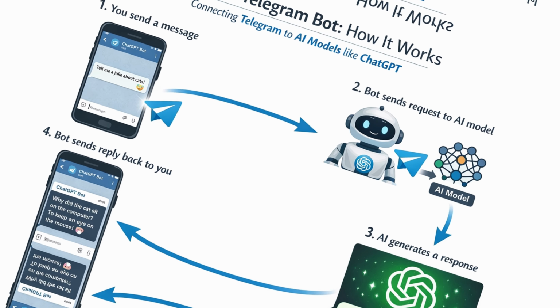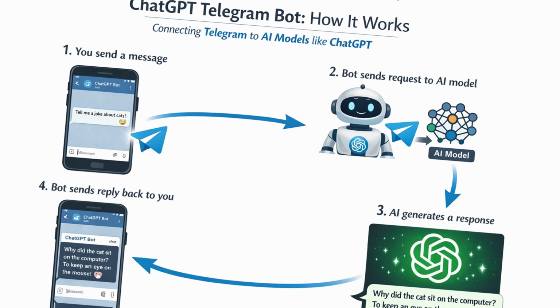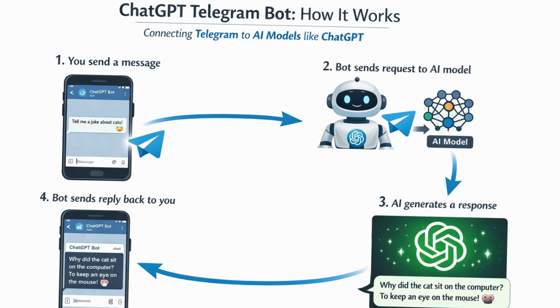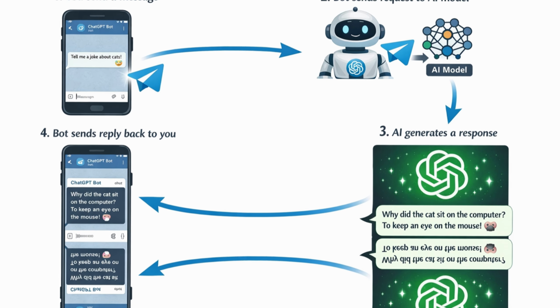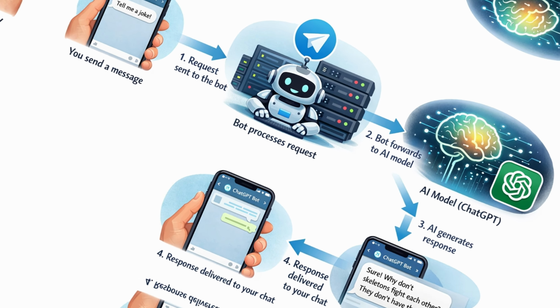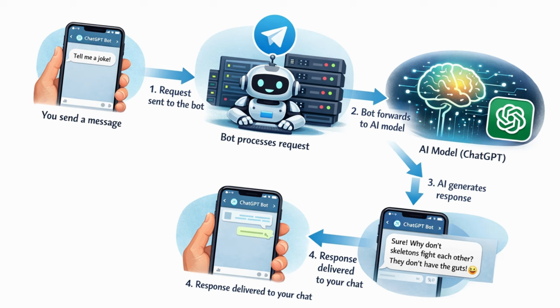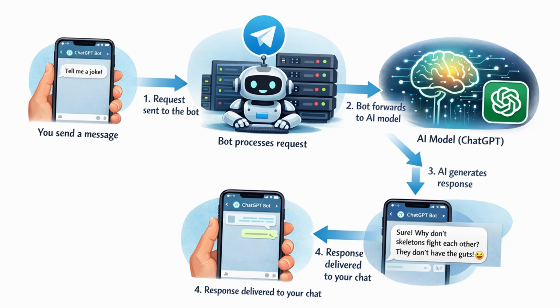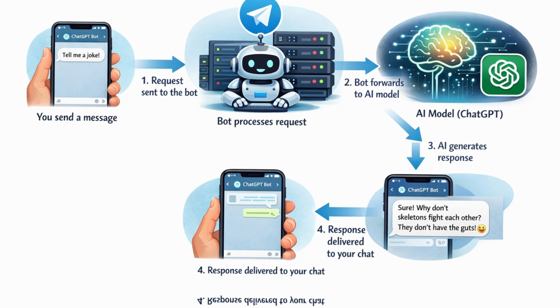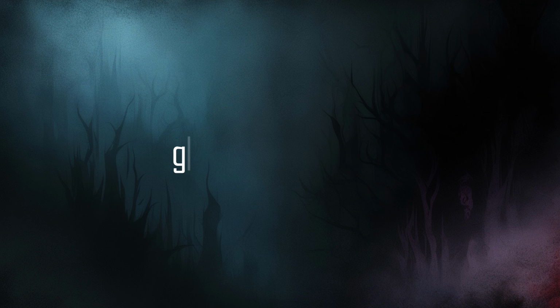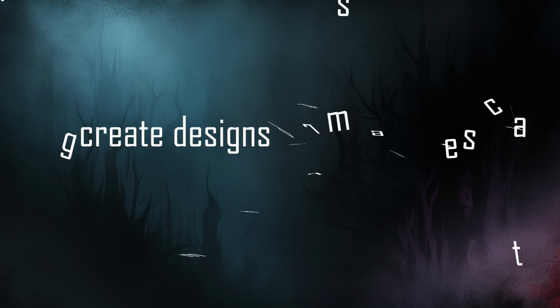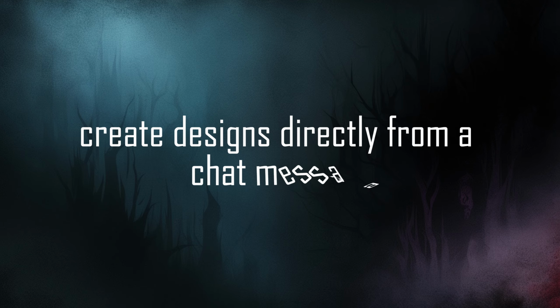Now, before we jump into the tutorial, let's first understand what happens behind the scenes. A ChatGPT Telegram bot connects the messaging platform to AI models like ChatGPT. When you send a message, Telegram sends your request to the bot. Then the bot sends the request to an AI model. Then the AI model generates a response or an image, and the bot sends it back to you in the chat. This means that you can generate images, edit photos, and even create designs directly from a chat message. Now let's actually do this step by step.